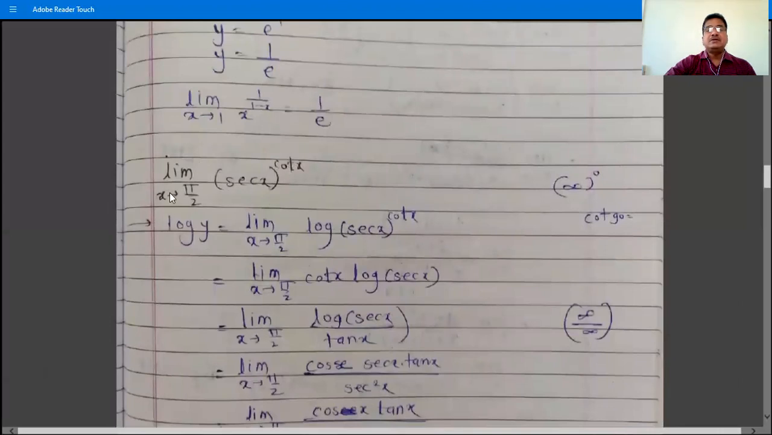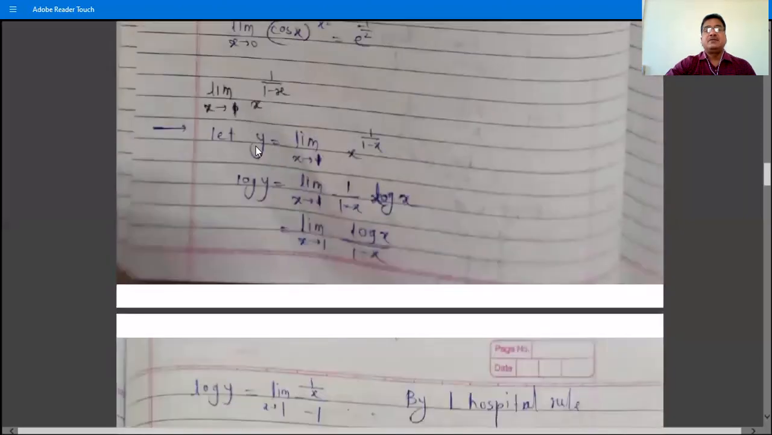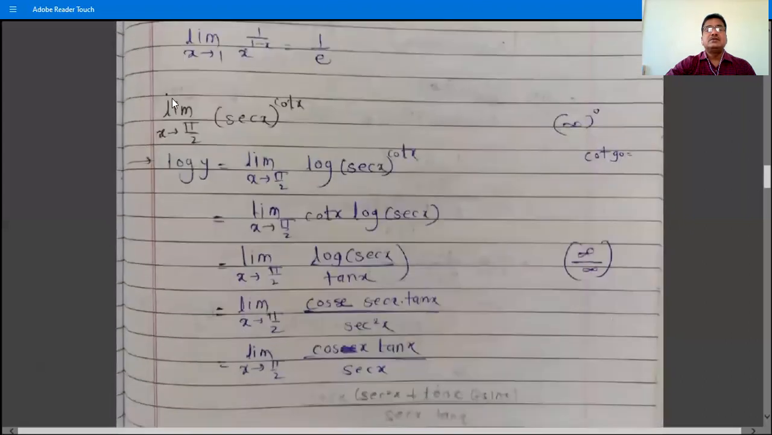And the problem is of the type f(x) raised to g(x). So denote it by y. First step, y is equal to limit x tends to pi by 2, sec x raised to cot x. Then taking log of both sides. Next step we have log y is equal to limit x tends to pi by 2, log of sec x raised to cot x. And then use the rule log x raised to m is m into log x. So we have cot x into log sec x, limit x tends to pi by 2.